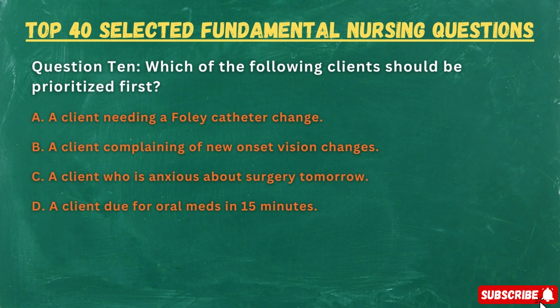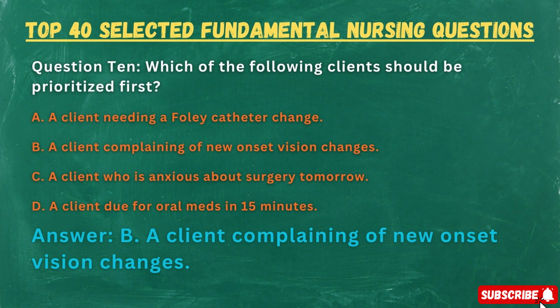Question 10. Which of the following clients should be prioritized first? A. A client needing a Foley catheter change. B. A client complaining of new onset vision changes. C. A client who is anxious about surgery tomorrow. D. A client due for oral meds in 15 minutes. Answer. B. A client complaining of new onset vision changes.